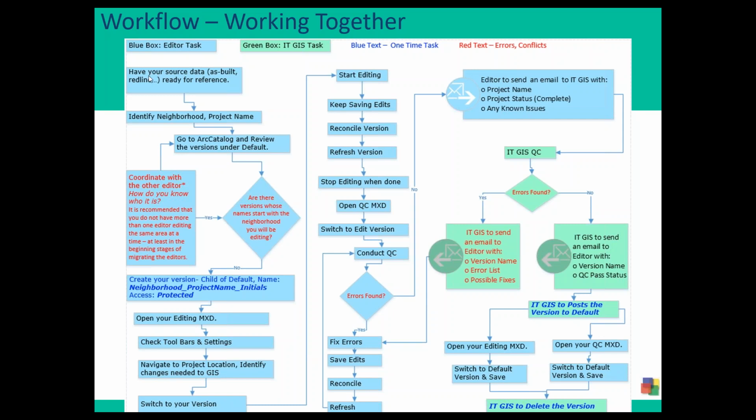First, the editors will usually go and get their source data from somewhere. It could be an as-built or a red line. When you look at that, you know your neighborhood and your project name. This is important because we're going to be giving the version names that way. So you go to ArcCatalog and you can review the versions under default. And we have seen how to do that, how to check for versions, right? What versions are present or not.